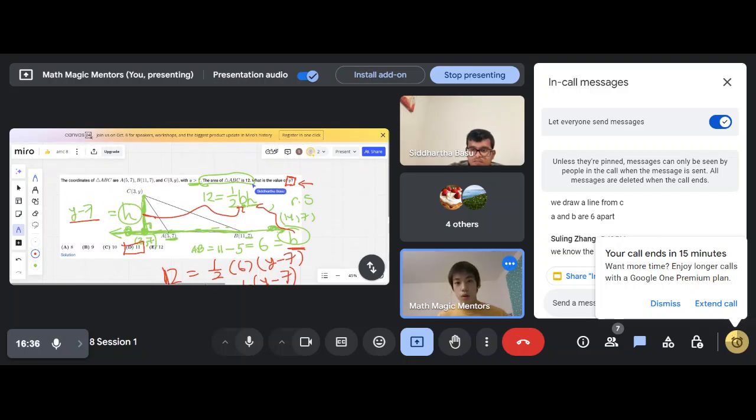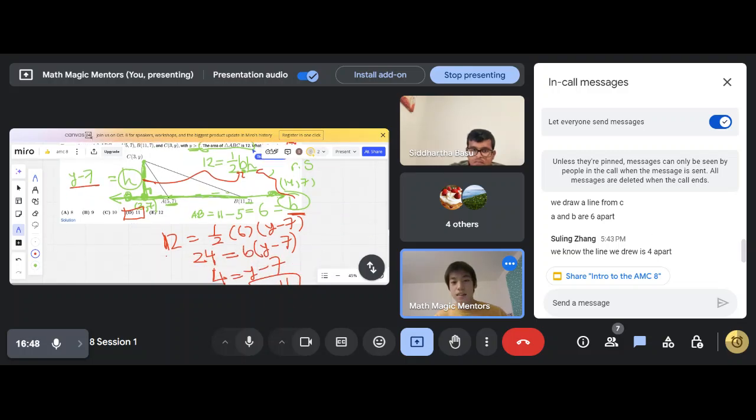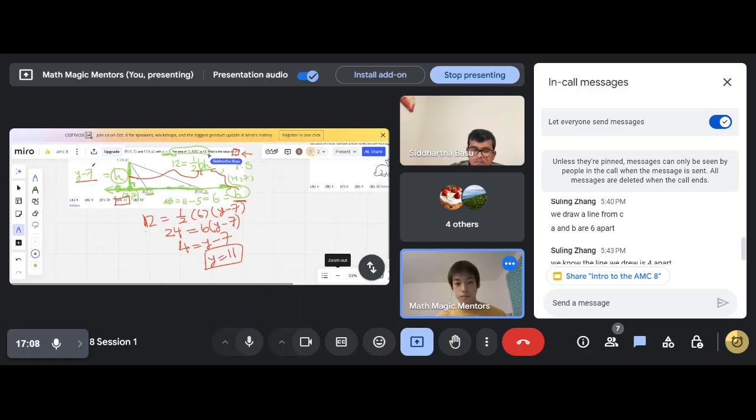Obviously, there are a couple of ways to approach this. We basically, as Alan mentioned, can say that A and B are 6 apart, precisely because the y coordinates are the same. So we can just take the difference between the x coordinates to find the distance between the 2 points, A and B, which gives us the length of the base.